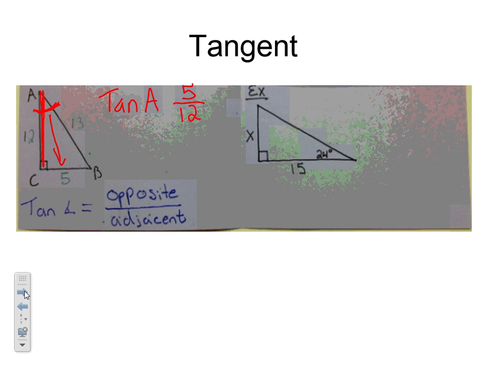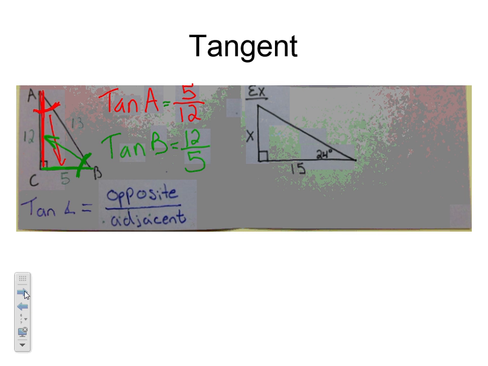Then when I'm looking at the tangent of angle B, I want the opposite of angle B, the side that's not touching, which is 12, over the adjacent, so the side that is touching, that's not the hypotenuse, which is 5. Now that we've got that down, we're going to come over here and do an example with tangent.